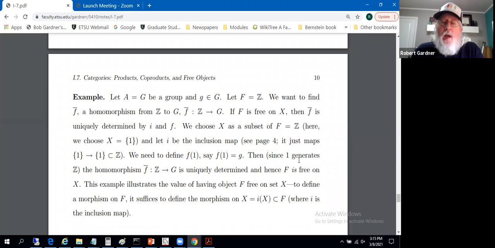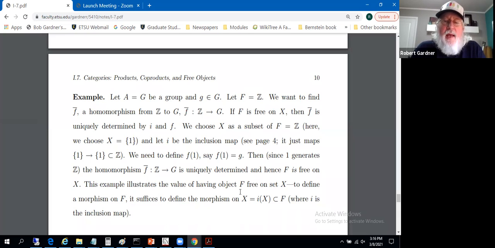But 1 generates the integers. Homomorphism f bar then is uniquely determined because you know what it does on a generator of the integers. So if I know what it does on the generator of the integers, I know what it does at all the integers. F of 2 would be g squared if we're using multiplicative notation in group G, 2g if we're using additive notation. So the f bar is uniquely determined, and hence f is free on X. We get that unique determination. So this object, f, is free on this set.